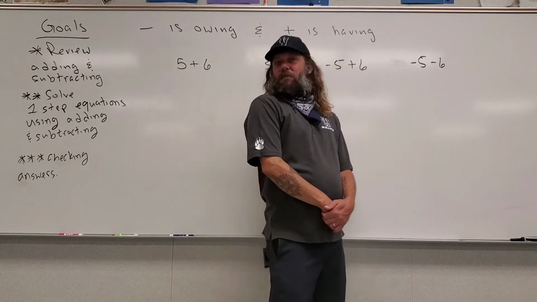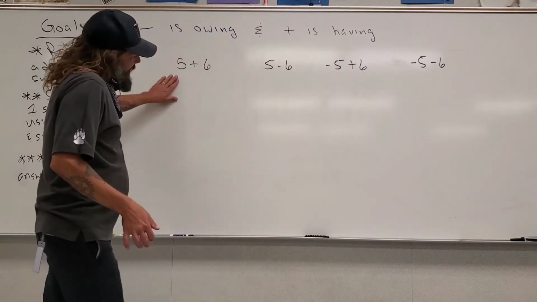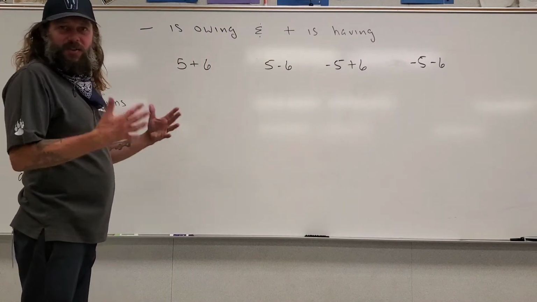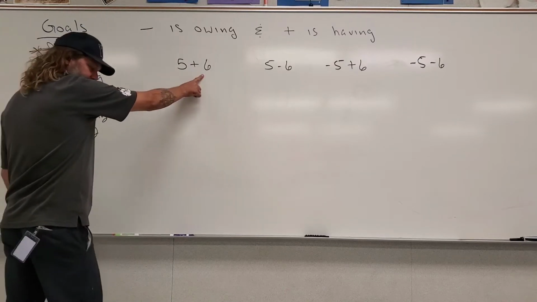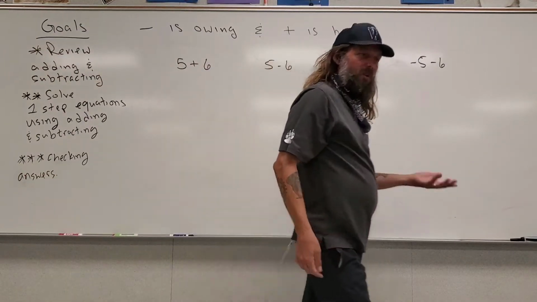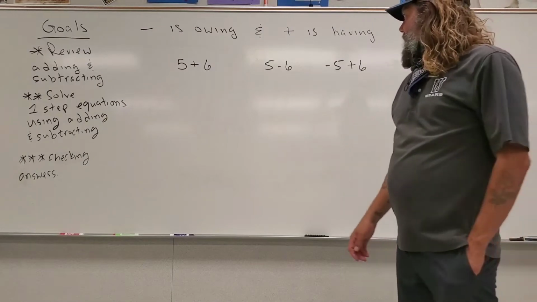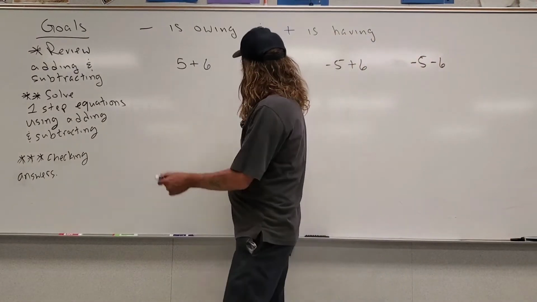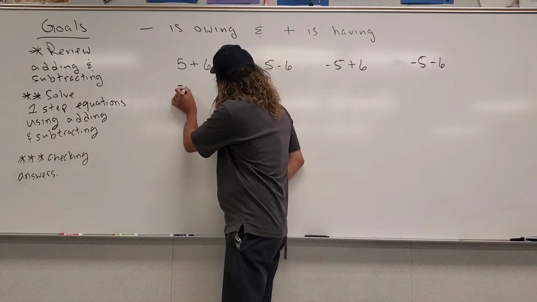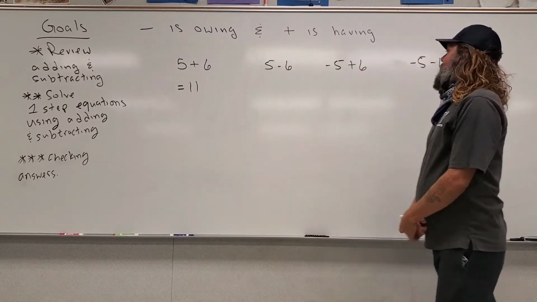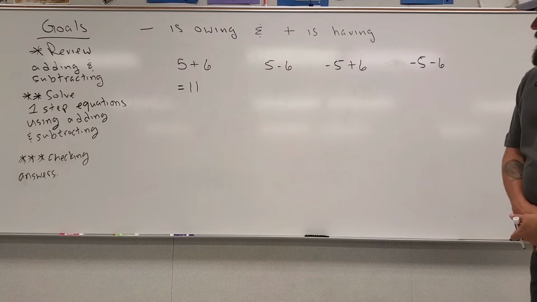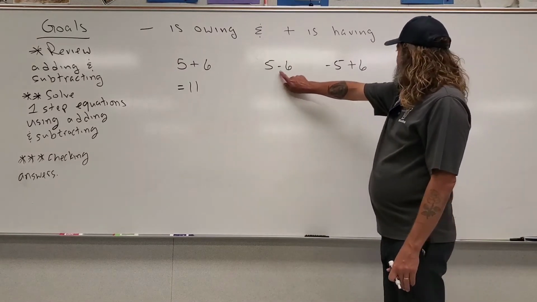And so if we look at 5 plus 6, we can actually think of it as having $5 and having $6, which in total means that we have $11. So this is going to be $11. I have $11 because I have 5 and I have 6. Okay.